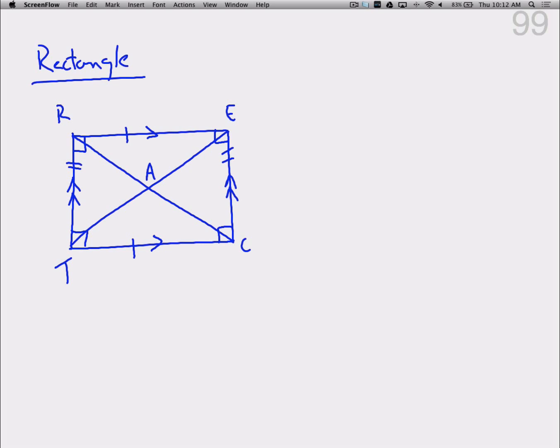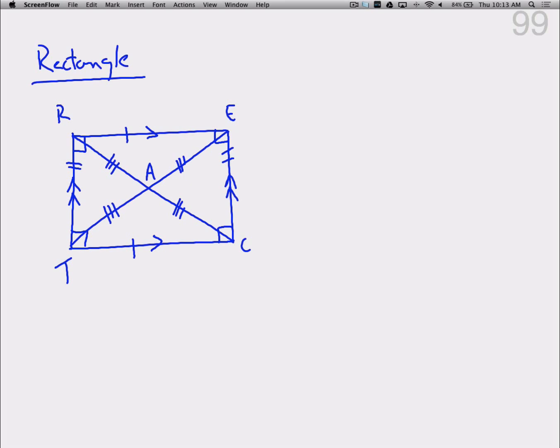Emmett? The opposite angles are congruent. Opposite angles are, yeah, they're all 90 degrees, good. Violet? The diagonal lines are congruent. Good. So if the diagonals are congruent and they bisect each other, that means that this is equal to this, is equal to this, is equal to that.